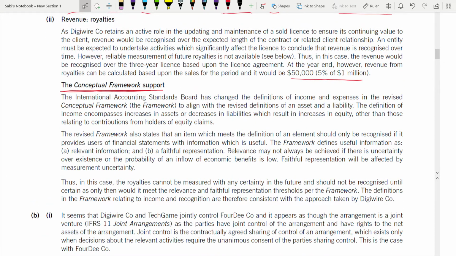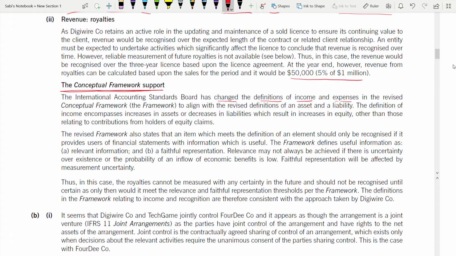So the International Accounting Standards Board, the IASB, has changed the definition of income and expenses in the revised conceptual framework to align with the revised definitions of asset and liability. Because the assets and liabilities definition has changed in the conceptual framework, IASB has changed the definition of income and expenses also so that they are in line. So the definition of income encompasses increase in assets or decrease in liability which results in increase in equity other than those relating to contribution from holders of equity claims. I'm taking it directly from there, the definition of income.